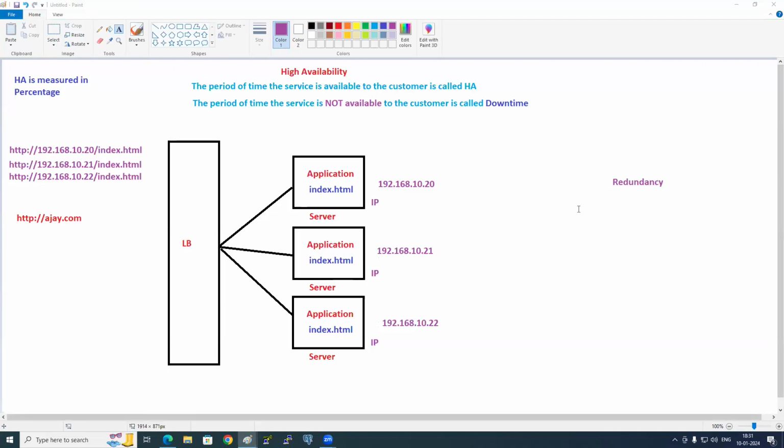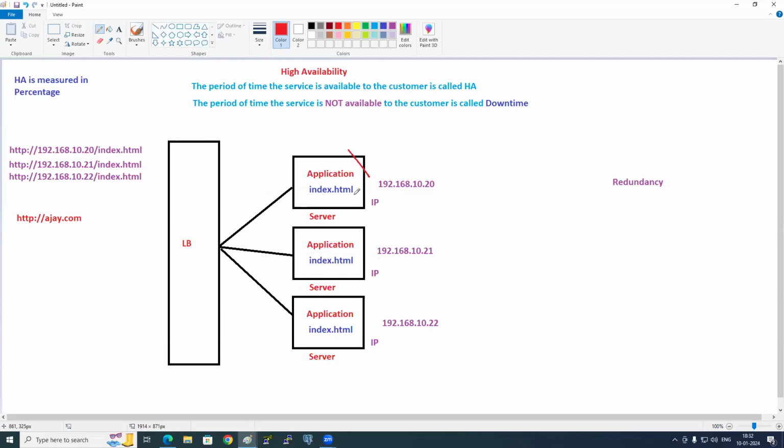Now tell me, if the first server goes down, and you know what method this load balancer is using? Round robin method. First request goes to the first server, second to second, third to third, fourth to first, fifth to second, sixth to third: 1, 2, 3, 1, 2, 3 again. Just in case this server went down, will the load balancer send the request to the first server?